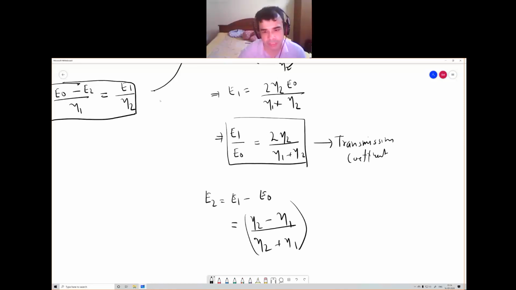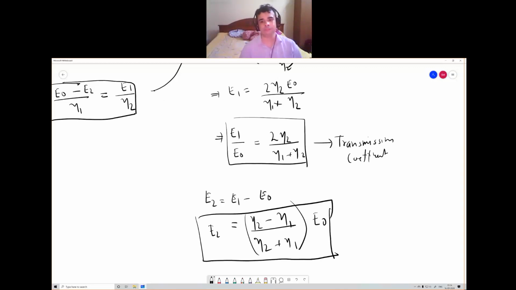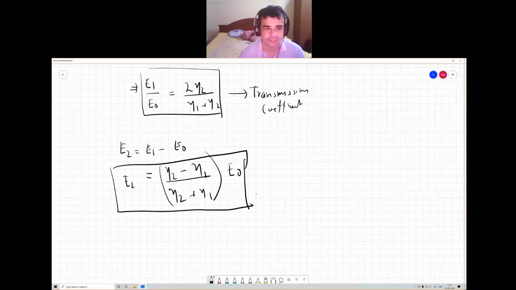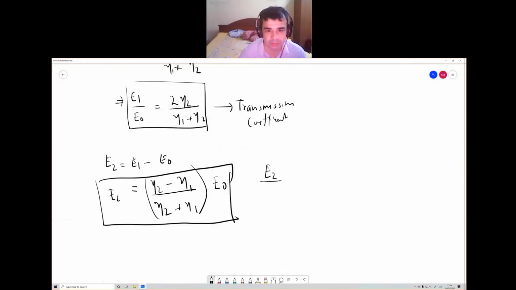Right. Now tell me, where have you seen this type of equation before? Does it appear familiar to you? A transmission line. Yes, in case of impedance. And in the transmission line, what is (eta 2 minus eta 1) by (eta 2 plus eta 1) called? Reflection coefficient, right? This term is also called the reflection coefficient. So you can see the similarity between this and the transmission line. This is called the reflection coefficient.